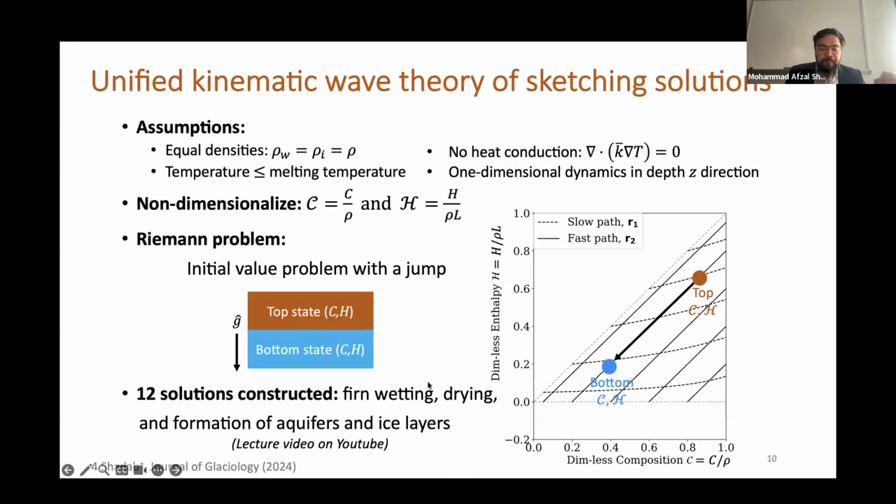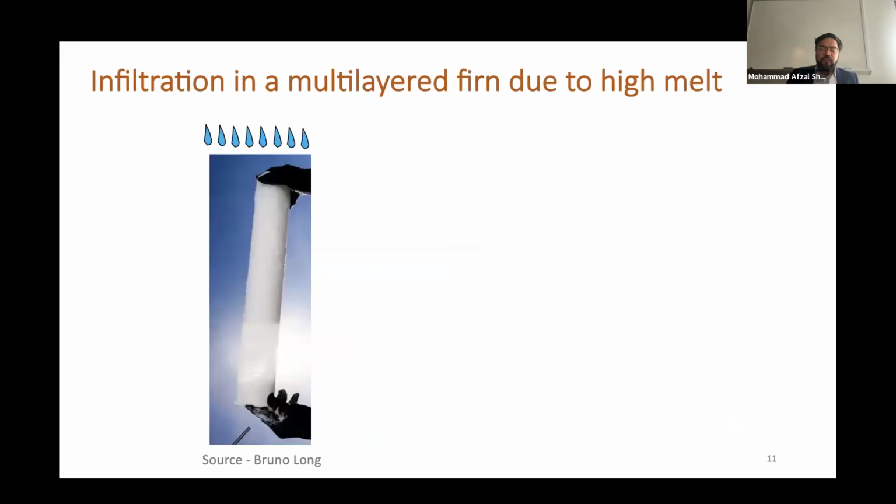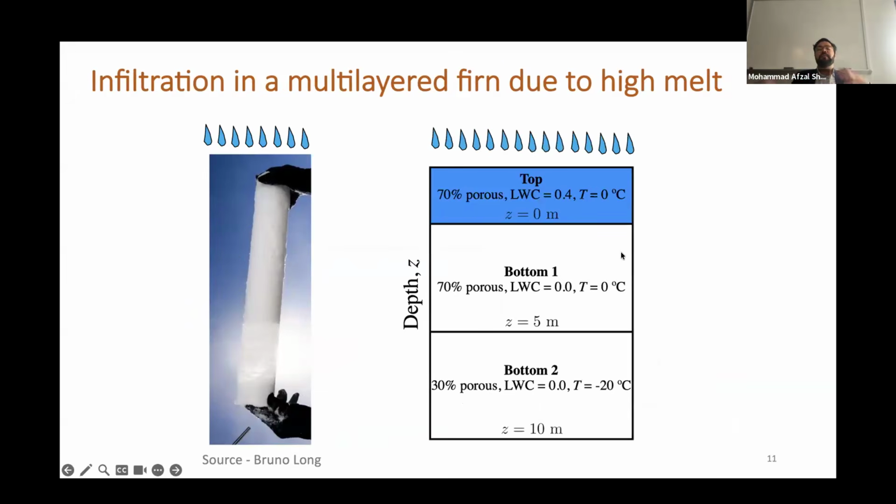I'll give you an example of how we can use this theory in real life. So think about a firn core from Greenland. Here's a snapshot that shows multiple layers in this firn core. The top layer is made up of 70% porous snow, and right below it is this ice layer and this compacted snow. Using this as a motivation, I thought about a double layer firn.